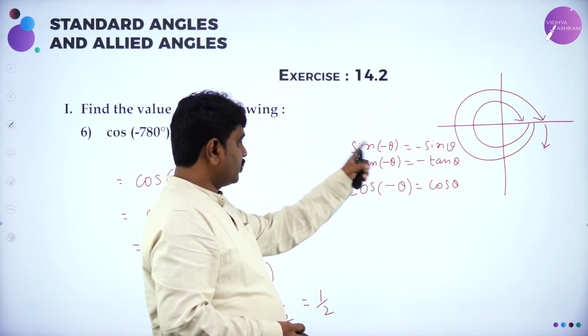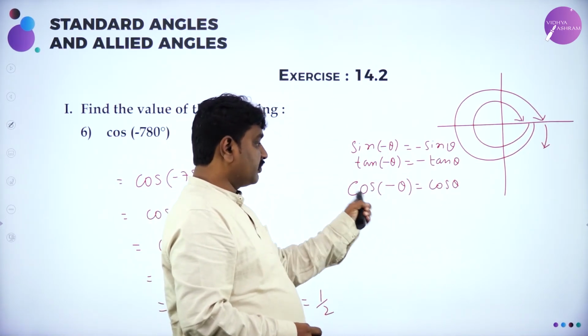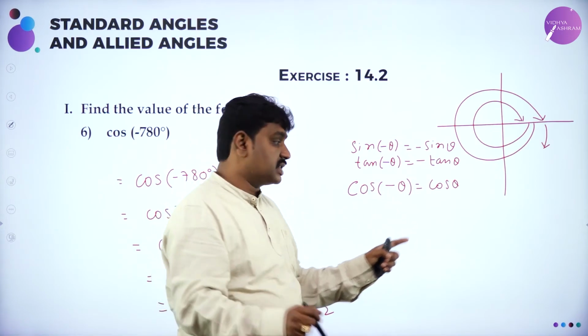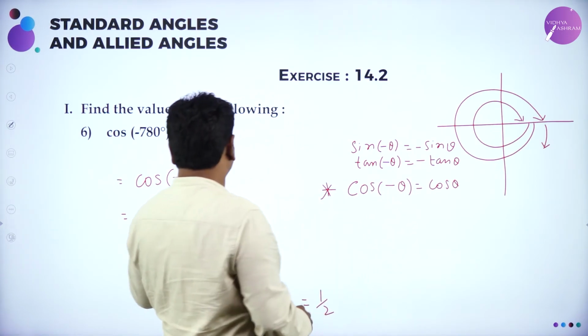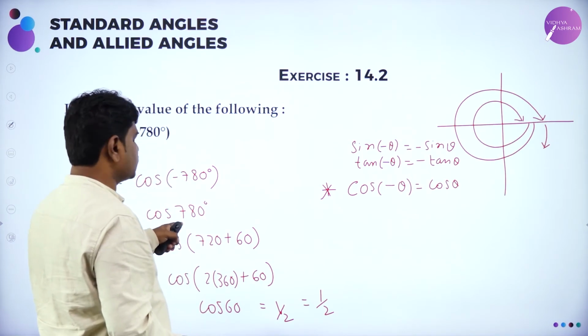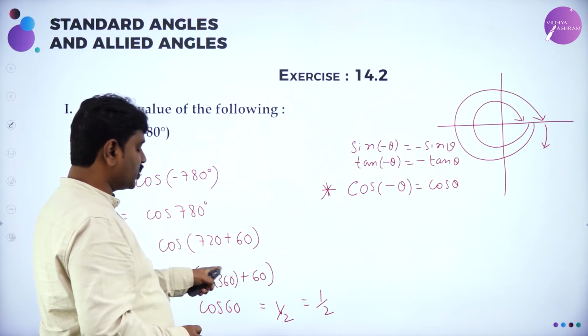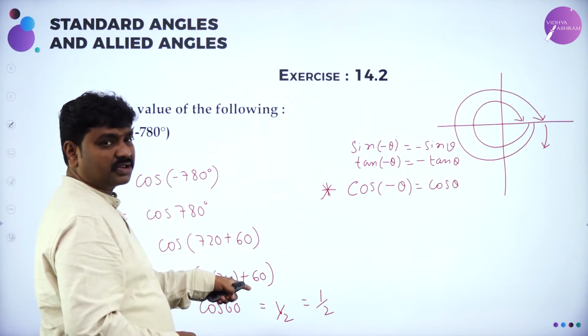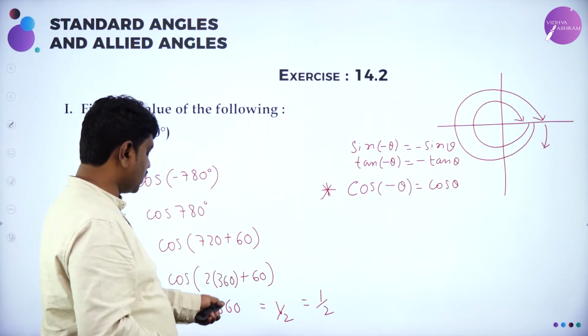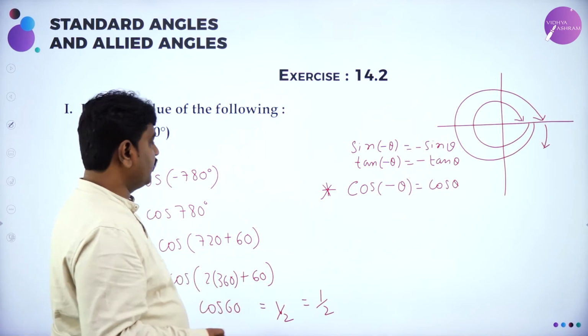For sin, minus you can take out; for tan, minus you can take out; but for cos of minus theta, in maths it is cos theta, most important. So that's why cos of minus 780, I'll write it as cos of 780. Cos of 780 can be written as 720 plus 60. 720 means 2 times 360. It is the same as 360 plus theta, lies in first quadrant, all are positive. So cos 60, positive half.